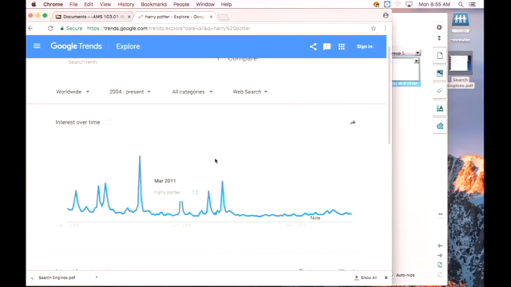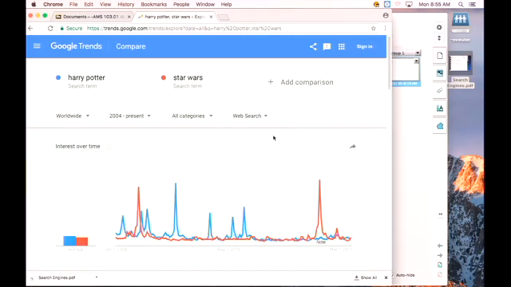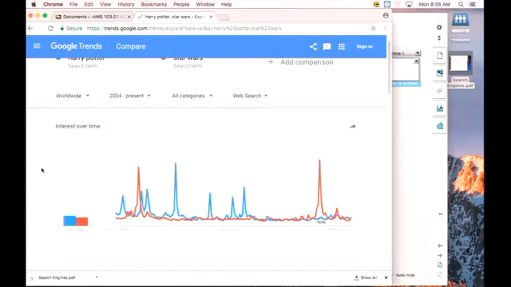Okay, so in the battle of nerddom, we can also come in and compare Star Wars and see, okay, well, how does Star Wars compare? Well, sure enough, in terms of actual mass searches, it looks like Star Wars and Harry Potter are about equally popular amongst people, when they peak at about the same value. Why does Star Wars have fewer peaks over this range? There's not as much stuff happening.